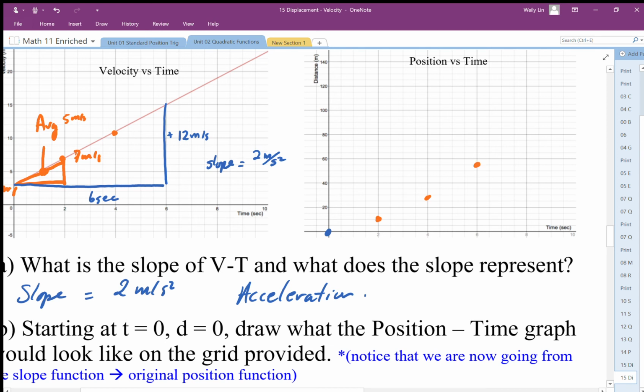Okay, so we can see it's kind of curving up, and then we'll do the same thing for the next interval. We're going to have 15 to, looks like, 19, so the average velocity will be 17. For 2 seconds, we're going to go 34 meters now, so 54 plus 34 is going to be 88. So 88 is probably going to be somewhere around here.